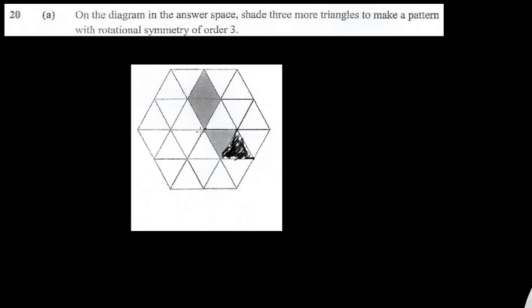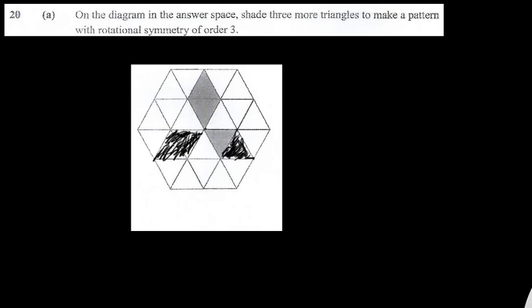Then we need to shade 2 more. The second one will be, so if we rotate it, this will come here, then this will have to move to there. You see that? So meaning these 2 triangles need to be shaded.